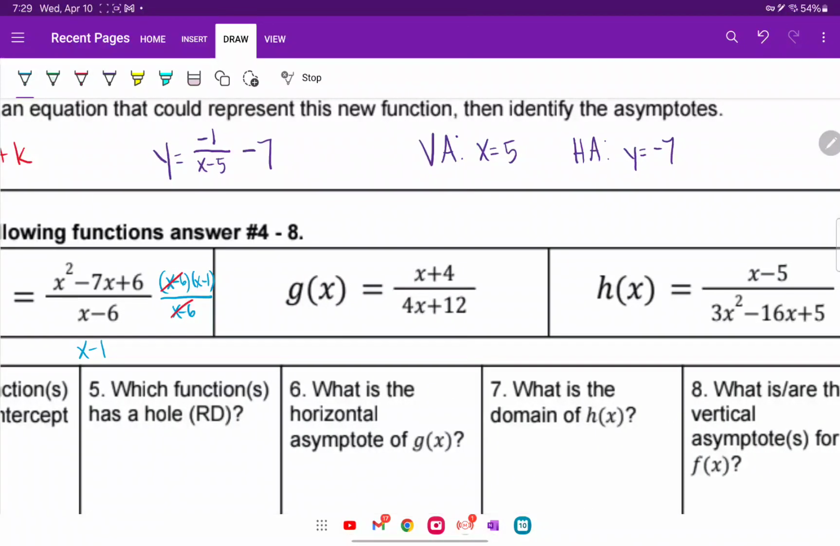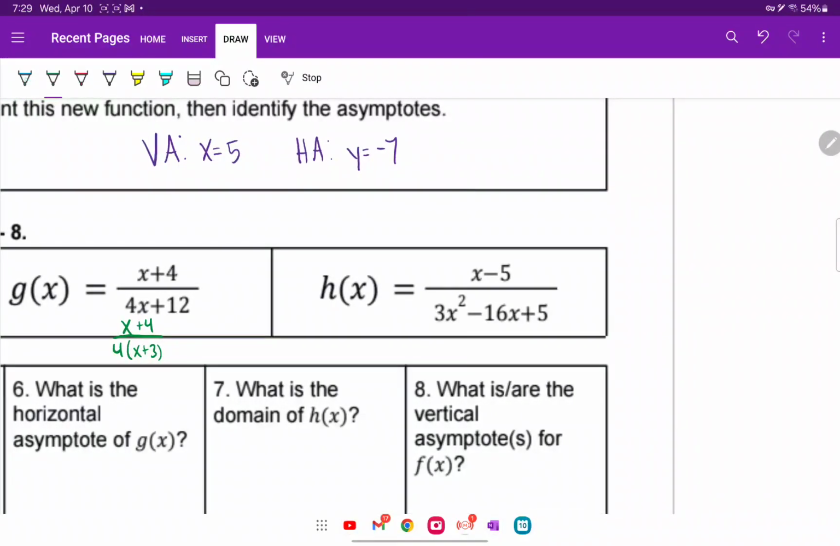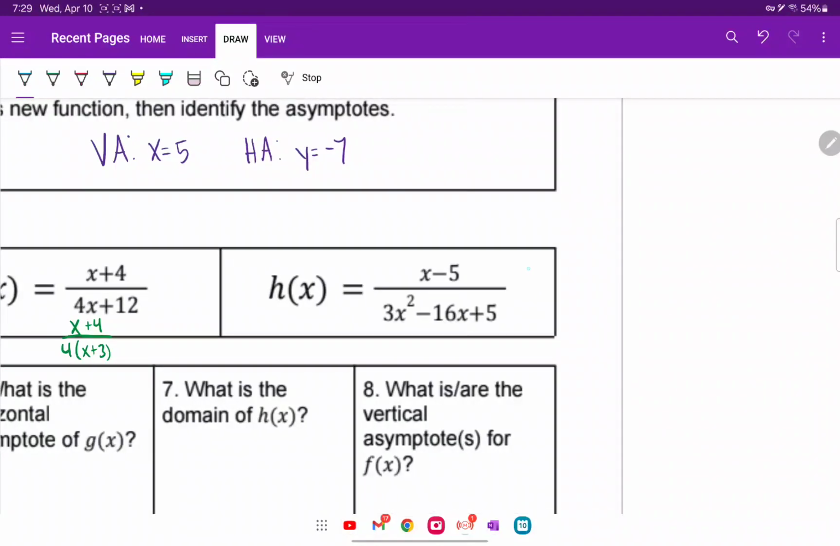For the second one, we can factor out the 4. So we have x plus 4 divided by 4 times x plus 3. Notice there's no common factors that I can cross out there, so I'm going to leave it as it is. And then for this last one here, we can do the x method. So we have x minus 5 over, and here I'll do the x method off to the side just so you can see it. Or actually, I'll do it right above here.